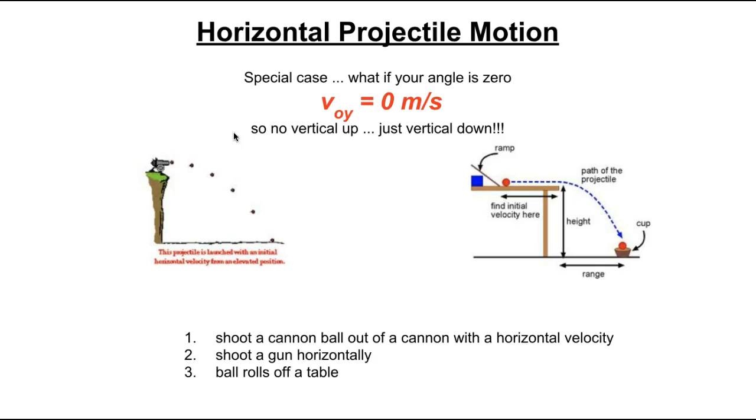At the bottom you'll see there are 3 common types: a cannonball being shot out of a cannon, a gun being shot horizontally, balls rolled off a table, all sorts of those things. 0 theta. I'm only doing about half the work.